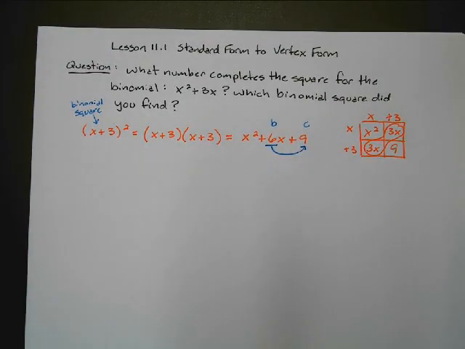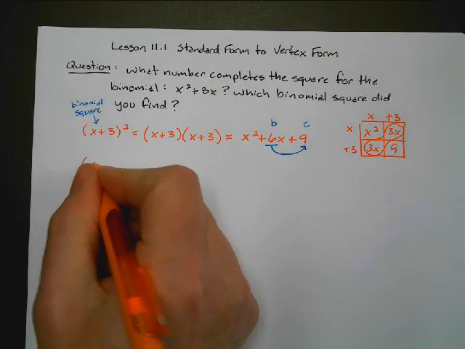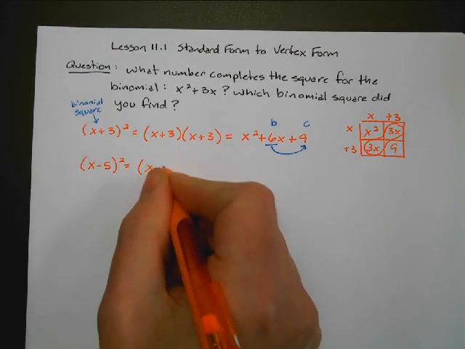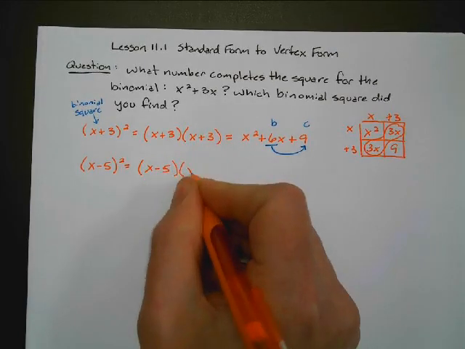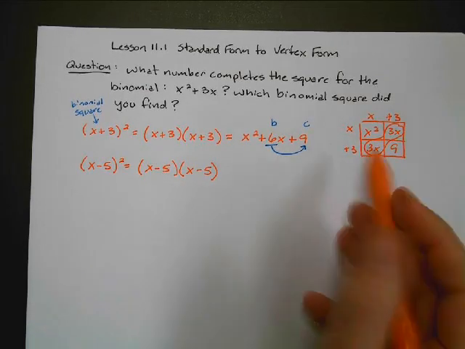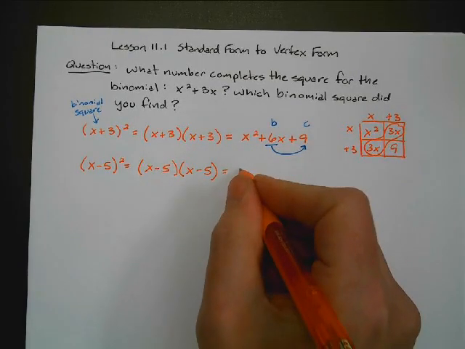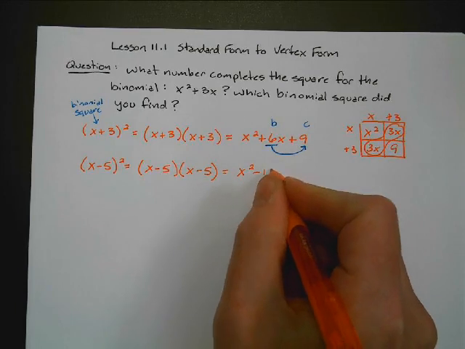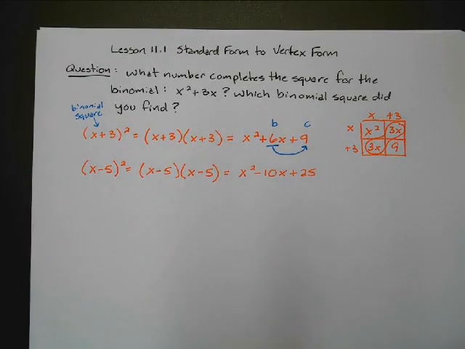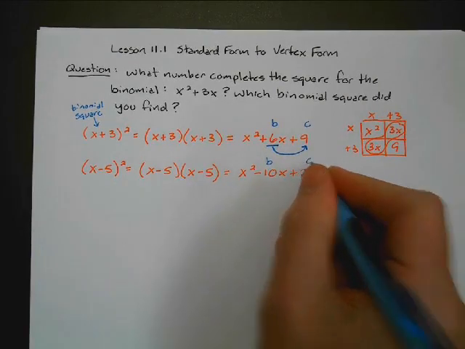Just so you have something else to look at, let's do one more. We'll do x minus 5 squared. So we know that's x minus 5 times the quantity x minus 5. And if we put it into our Punnett square or area model and multiply it out, or the FOIL method, whatever you're doing, we would get x squared minus 10x plus 25. So like we said before, the b value here is negative 10. The c value is 25.